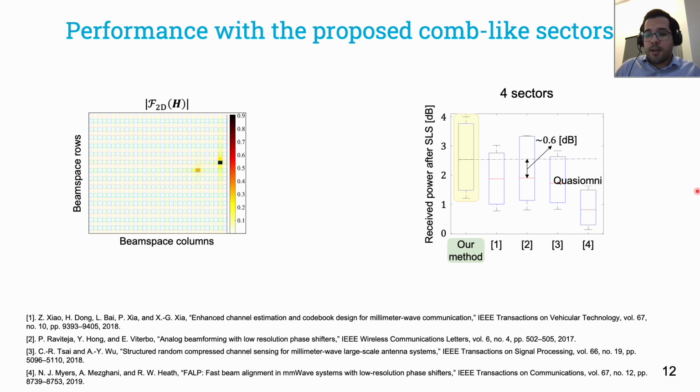Also, I should emphasize the fact that the 0.6 dB improvement that you see here can save a lot of energy in the long run. This is because, as I mentioned earlier, this procedure is performed every 100 milliseconds.